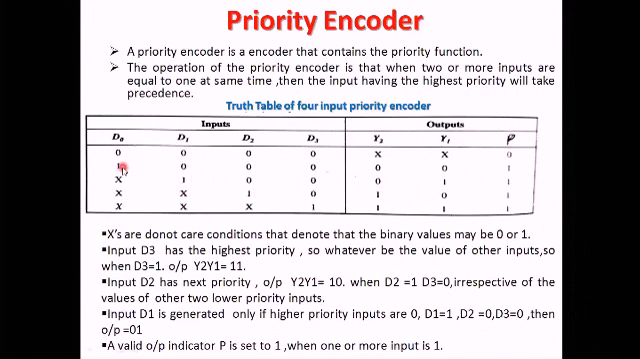Next is this case. Out of these 4 input lines, only one has a 1 here. So again, this priority bit will be equal to 1, and it will look for the highest priority. But here there is only one 1, that is D0 is equal to 1. So the output will be equal to 0, 0. I hope these 4 cases are clear.